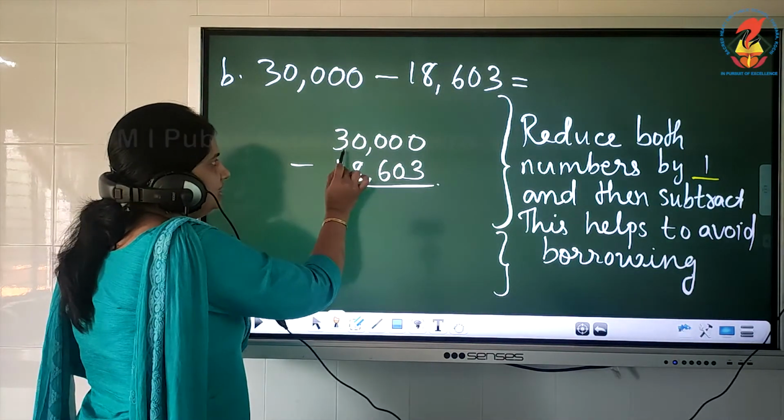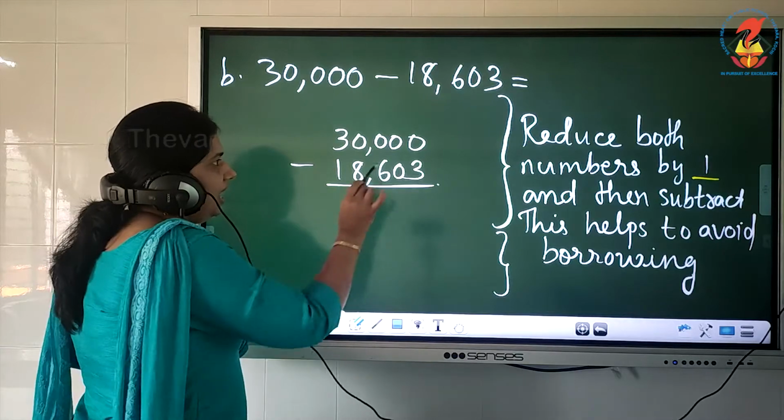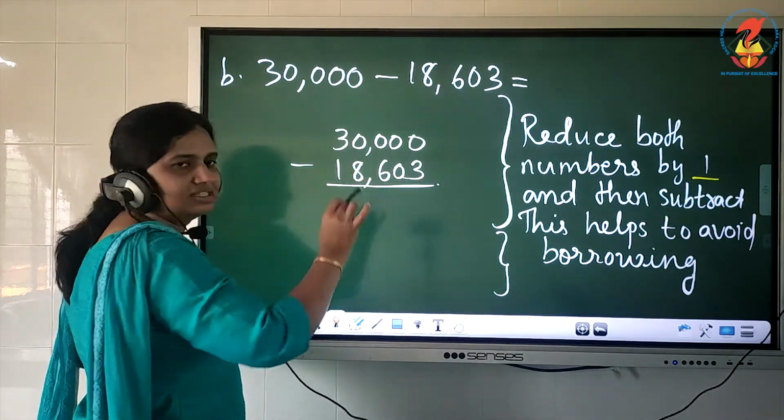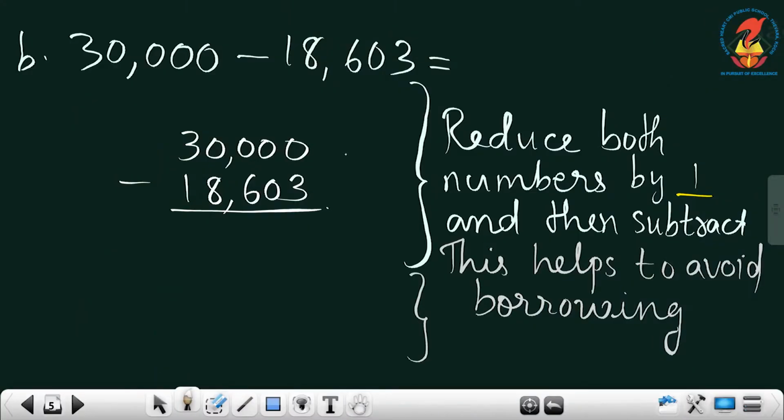The first method is 30,000 minus 18,603. I need to reduce 1 from these two numbers. What will I get? 30,000 minus 1, you will get 29,999. Is it clear? And 18,603 minus 1, you will get what?